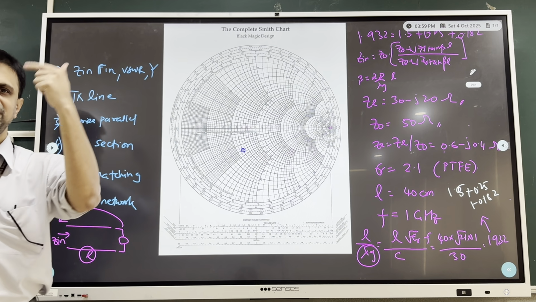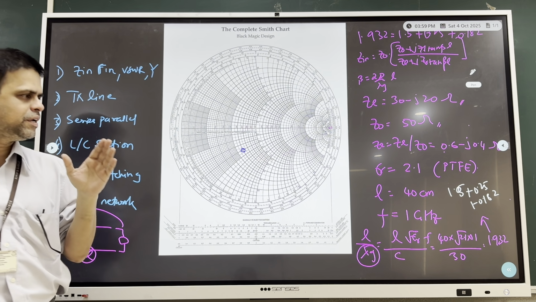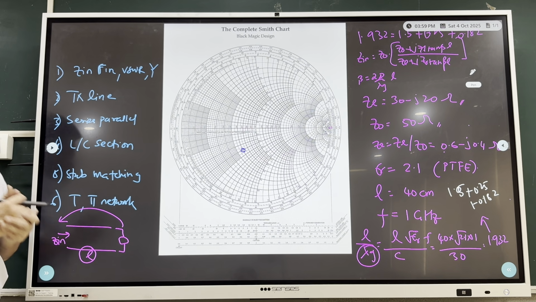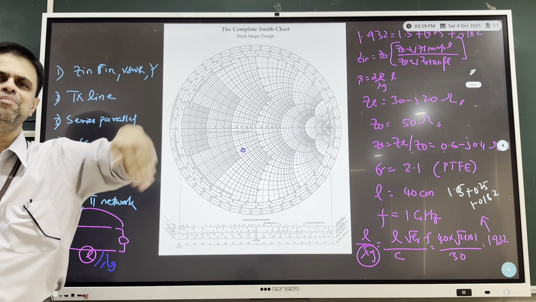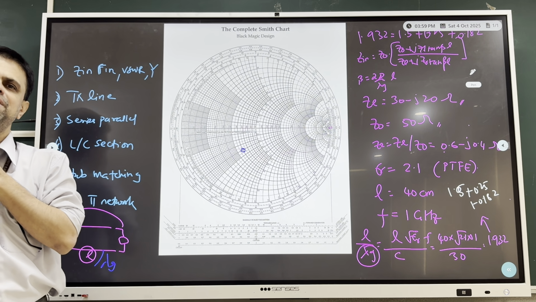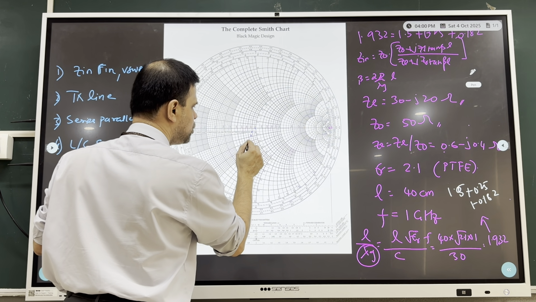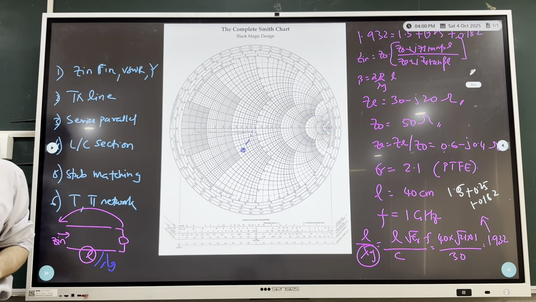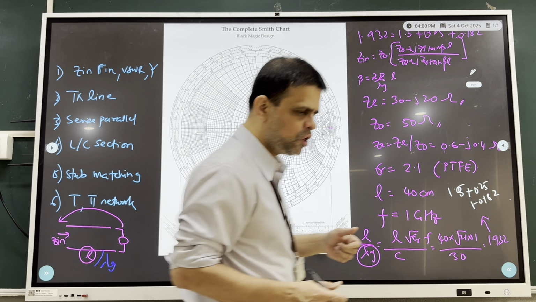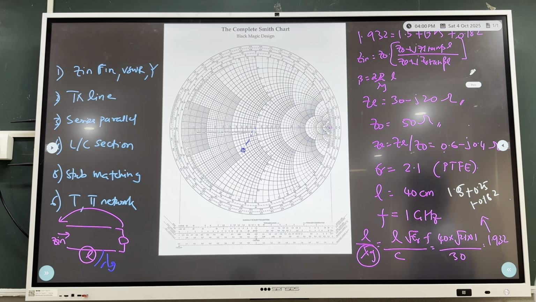So the point is located. The next step is to travel this much distance on the transmission line. L by lambda distance has to be traveled on the transmission line so that we arrive at the input location. For that, the first step is to draw the constant gamma circle. Why a constant gamma circle? Because the transmission line is lossless. It is not a lossy transmission line that we are dealing with. So the value of the reflection coefficient along the length of the transmission line remains the same. It does not change as you move from output to input.